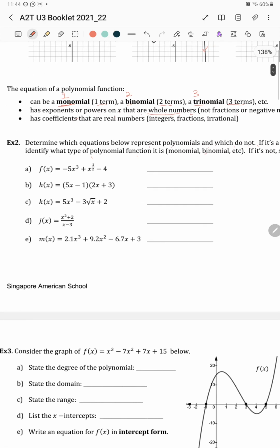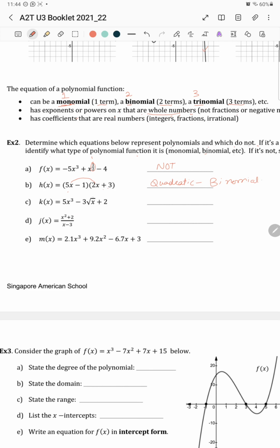So for a polynomial, all the powers of x should be whole numbers. This is not a whole number, so it's not a polynomial. So these all have powers of x that are polynomials, and x times x would be x squared. So it's a polynomial with degree 2, quadratic, or binomial.